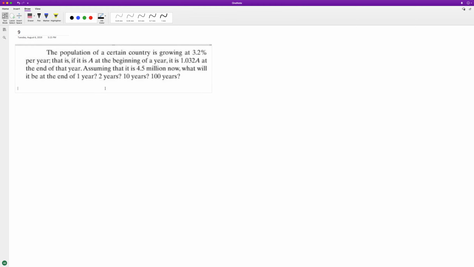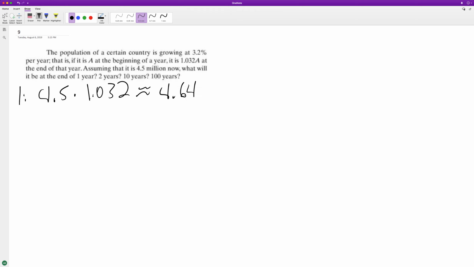All right, so for 1 year, we're going to have 4.5 times 1.032 raised to the first, so it's approximately 4.64 million.